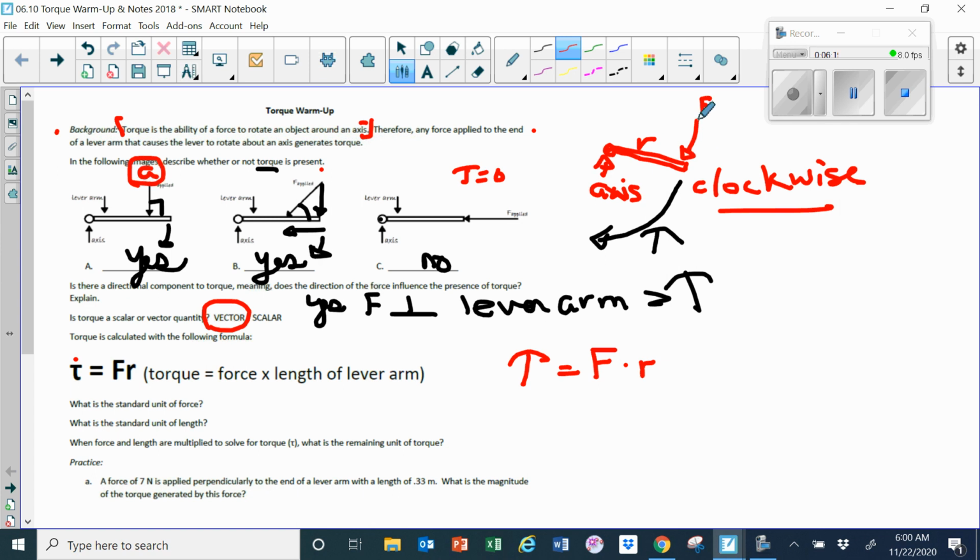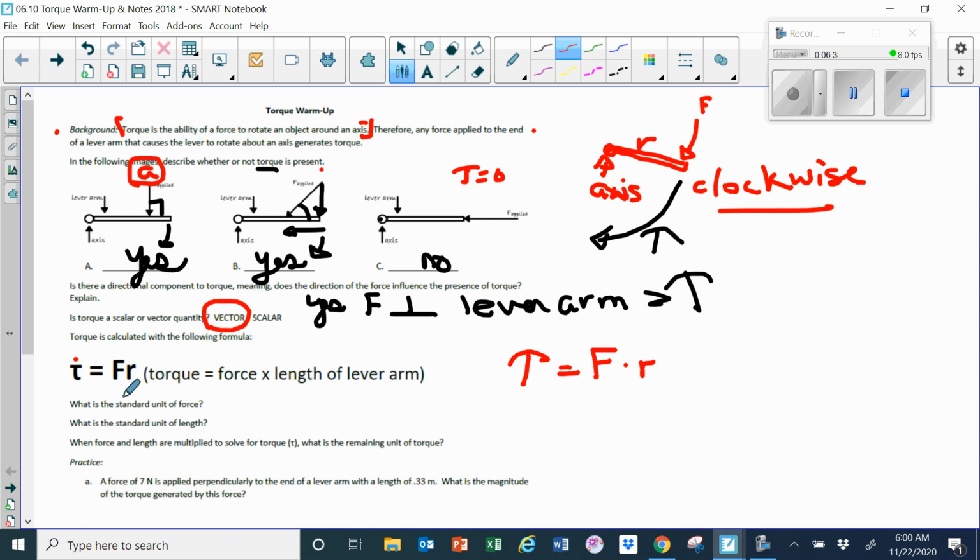You can see if I turn this, let's say this was a wrench, if I turn this wrench all the way around, I would be turning in a circle. And the lever arm would be the radius of that circle.